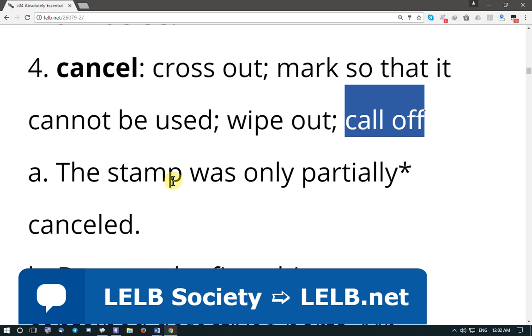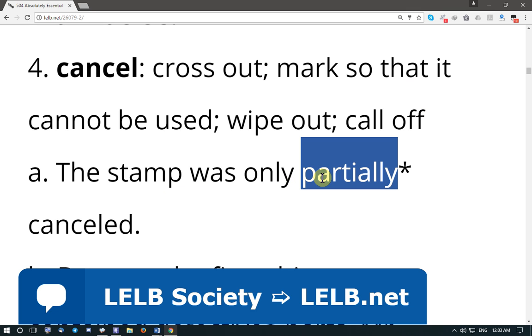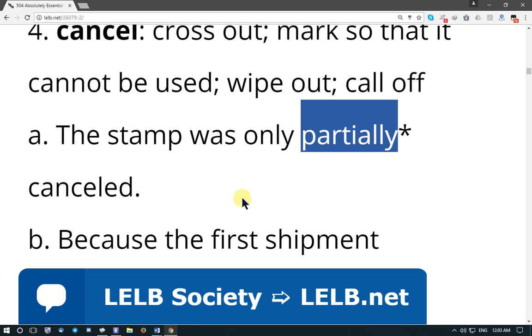The stamp was only partially cancelled. This stamp was only partially cancelled. Not completely. Only partially. It means just one part of that, not completely, not thoroughly, not comprehensively. Let's say impartially. The opposite of partial is impartial.